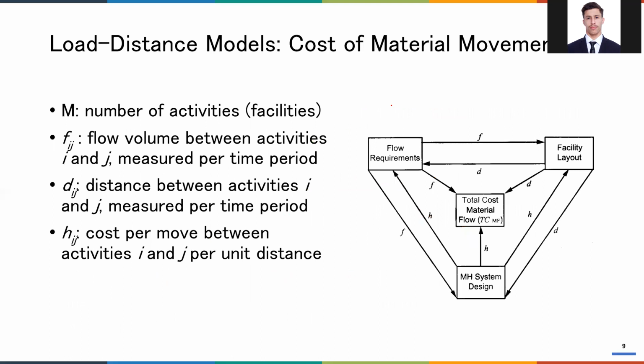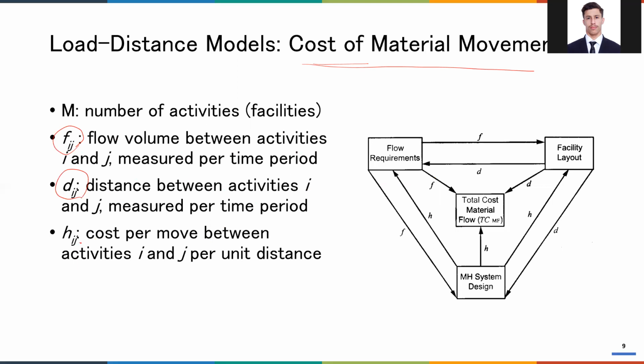So when we calculate this load distance model, the basic idea is to calculate the cost for material movement. Let's say we have several activities inside the facility, let's say the number is M, and then we will have the load, which is the flow volume from one activity to another, and then we have d_ij, which is the distance between one activity to another.